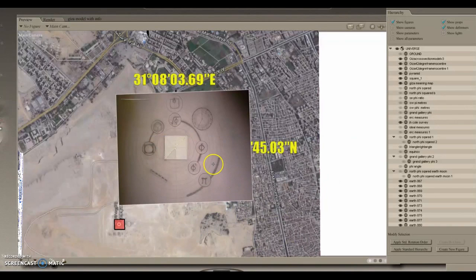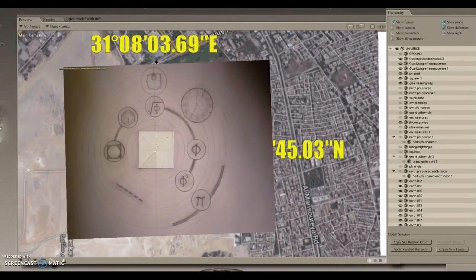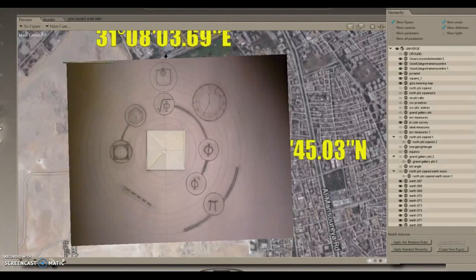Now, in previous videos I've shown this, and what I'm saying is that the pyramid is firstly a three-dimensional object. It's not a circle and a triangle, it's three-dimensional. If you look at it that way, you can extract some important information that has otherwise been missed. And also, what we have here is a map.